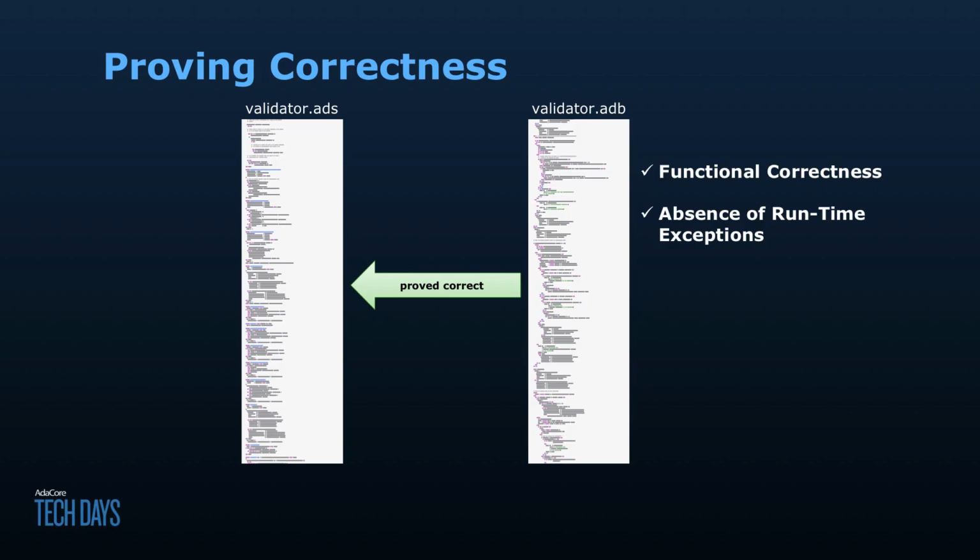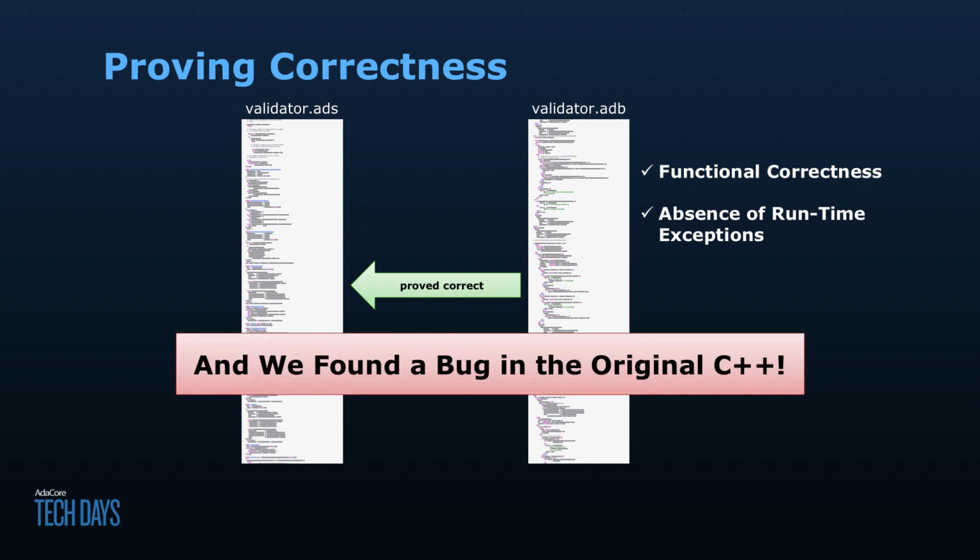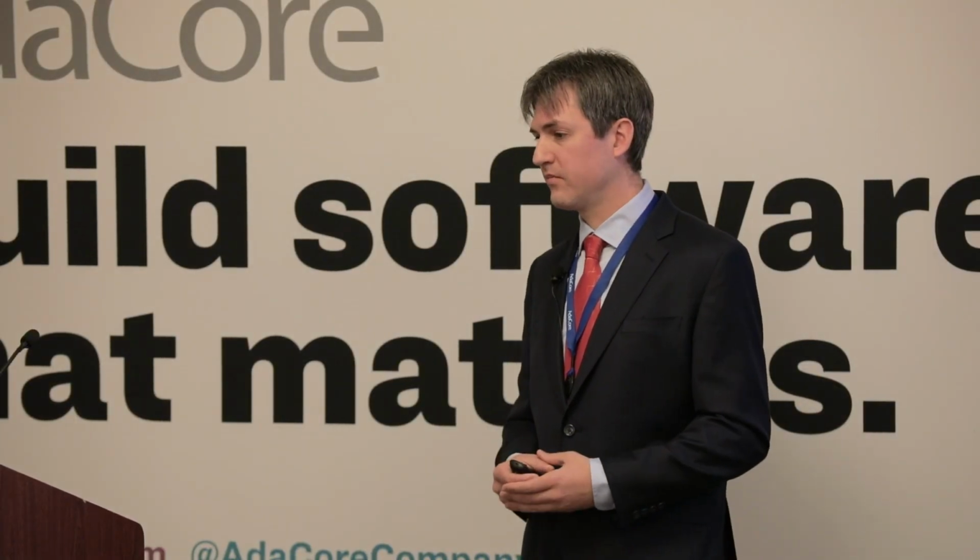So we were able to prove that that was correct. And in fact, we were able to prove that all of the predicates that made up our functional contract were correct based on our implementation. And in the process of doing this, we found a bug in the original C++. So in order to complete this proof, we had to fix that bug first. So that's the work that we did on proving correctness.